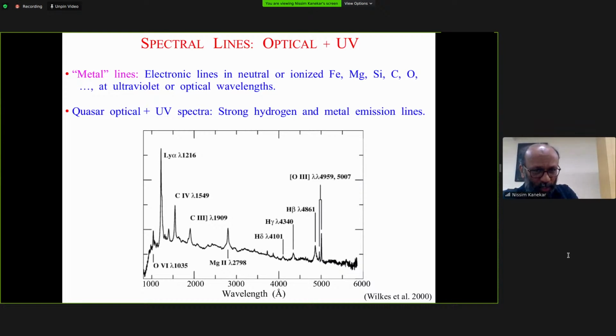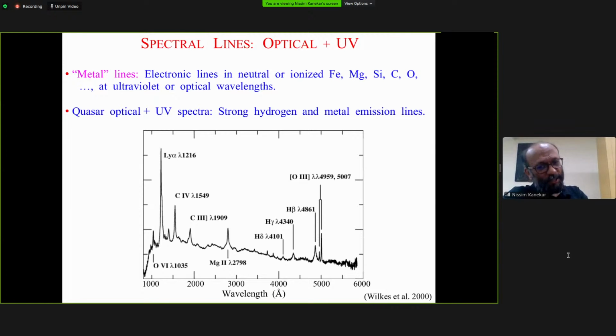And so this is a plot going from about 1,000 angstroms on the left to about 6,000 angstroms on the right. And what you see is very strong Lyman alpha emission, 1215.7 angstroms. Then you see this funny thing called C4. In astronomy, just to complicate matters, remember I said that H1 is neutral atomic hydrogen. Similarly, C1 is neutral atomic carbon. C2 is singly ionized carbon. C3 is doubly ionized carbon, and C4 is triply ionized carbon.